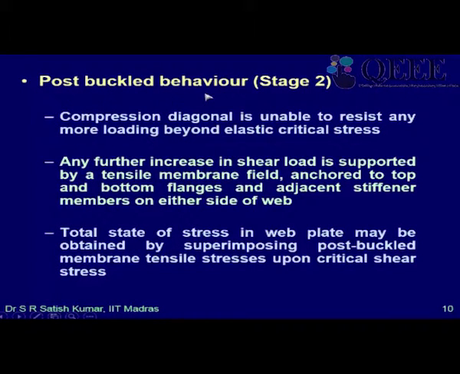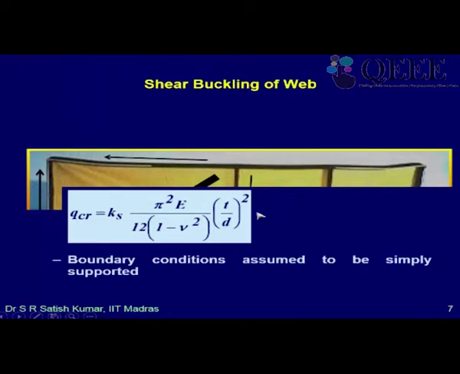What happens is the compression diagonal is unable to resist any more loading beyond the elastic critical stress, but it continues to take the load corresponding to tau critical. The compressive diagonal continues to take a compression force corresponding to tau critical. Any further increase in the shear load is supported by a tensile membrane field anchored to the top and bottom flanges and adjacent stiffener members on either side of the web. So let's go and see what happens here.